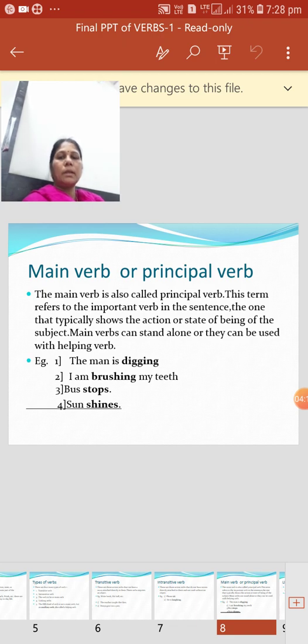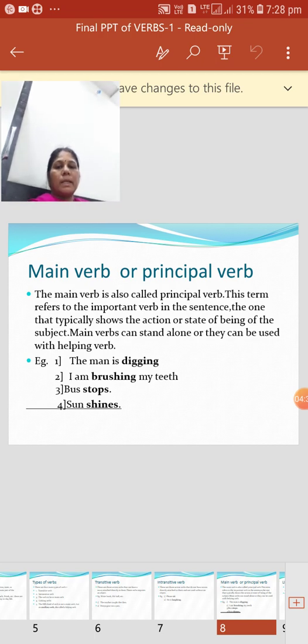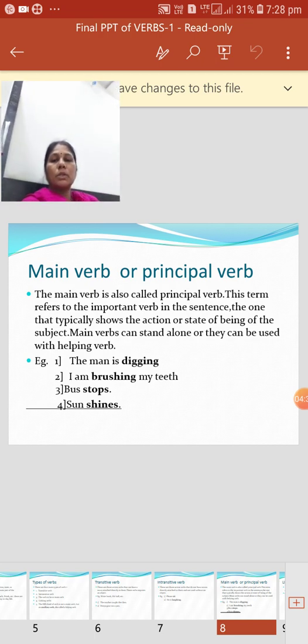Second example we will see, I am brushing my teeth. I is the subject, brushing is the principal verb. Now one thing again it is said that main verbs can stand alone. The next two examples indicate that. The third example is bus stops. See, here is the verb which stands alone, stops. Okay, and next is sun shines. Is there any subject? No. It means that main verbs can stand alone.